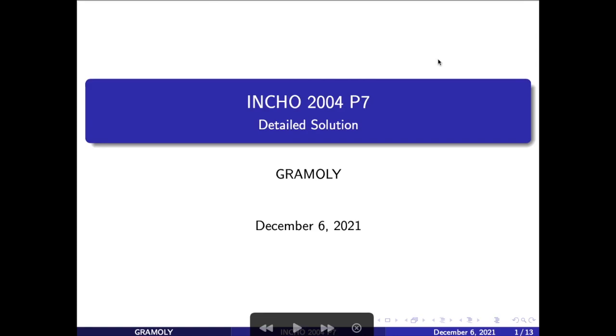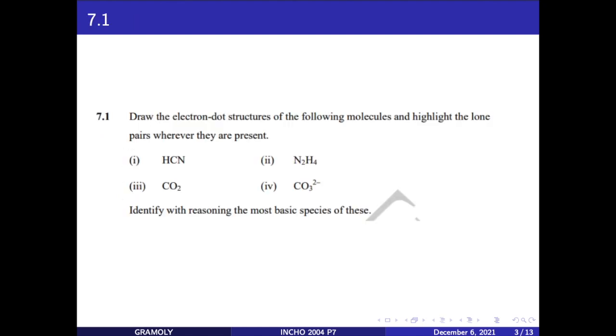Alright, so today we're going to discuss the Indian National Chemistry Olympiad 2004 problems, problem 7. This problem comes in 5 parts, 7.1 to 7.5, and we'll just directly get to the problem. We'll start with 7.1. Now here, 7.1 says, draw the electron dot structures of the following molecules and highlight the lone pairs wherever they are present.